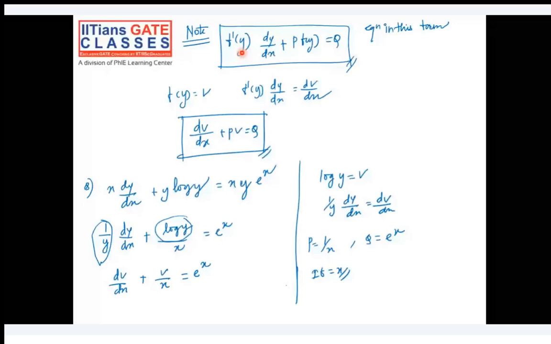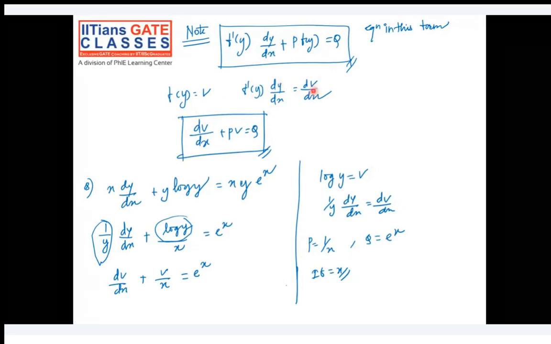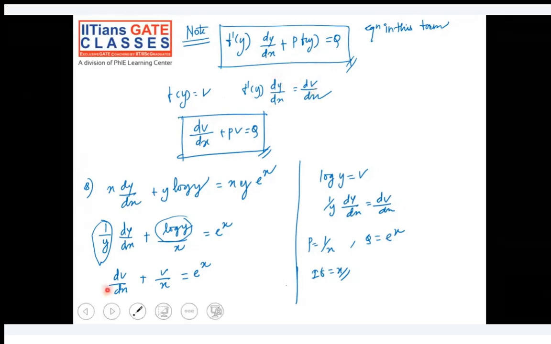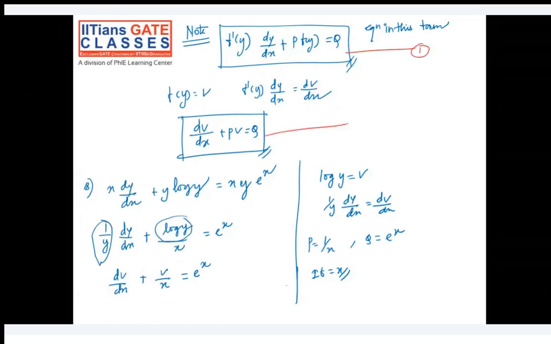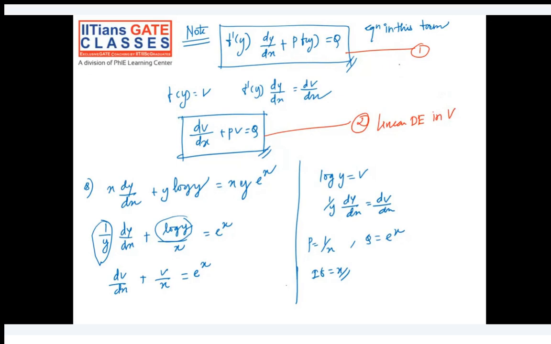How to solve this question, that is the main point now. So here the substitution is f of y equal to v. Coefficient of p is f of y; you have to equate it to v. So f dash of y dy by dx will be dv by dx. So ultimately you are converting equation number one to equation number two. Equation number one is in terms of y and x. Equation number two is in terms of v and x, and equation two is now linear differential equation in v. This is non-linear differential equation in y. So you are converting non-linear differential equation in y to linear differential equation in v by the substitution of f of y is equal to v.